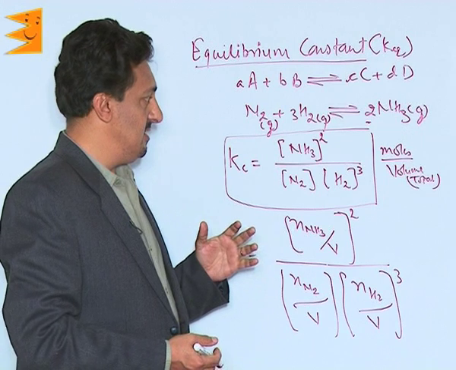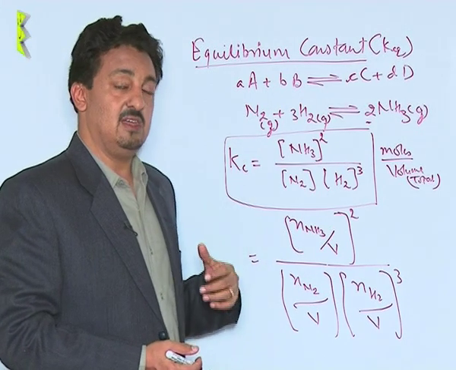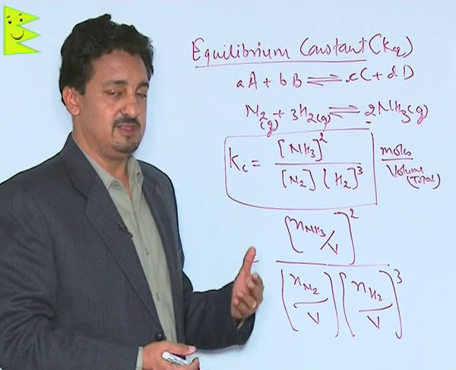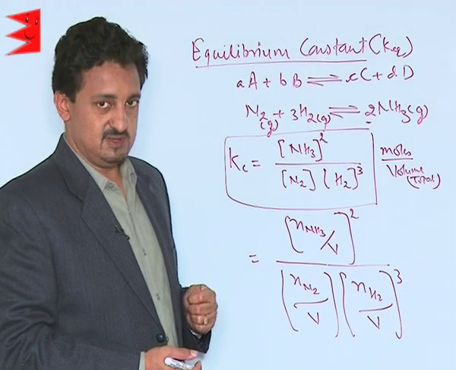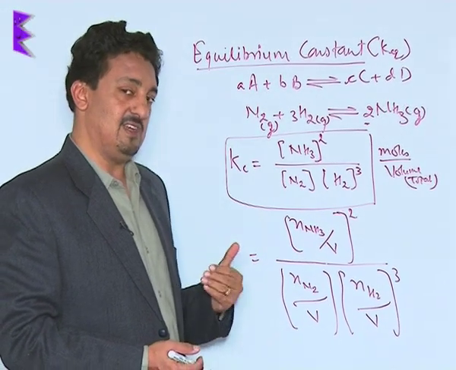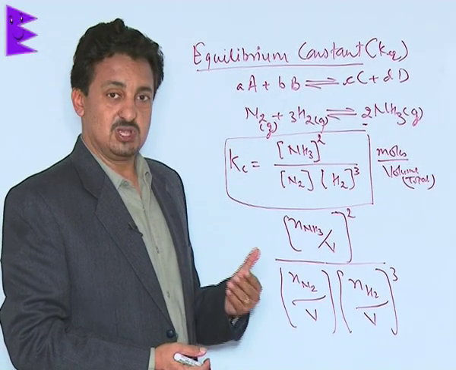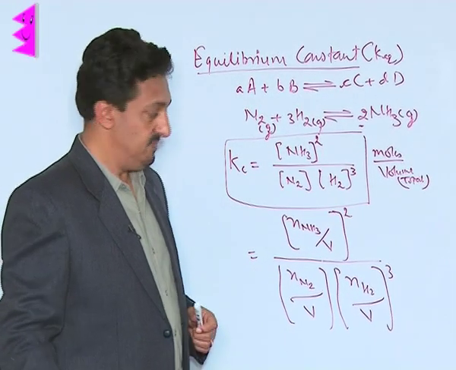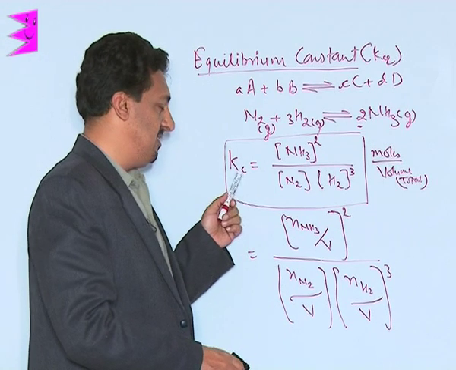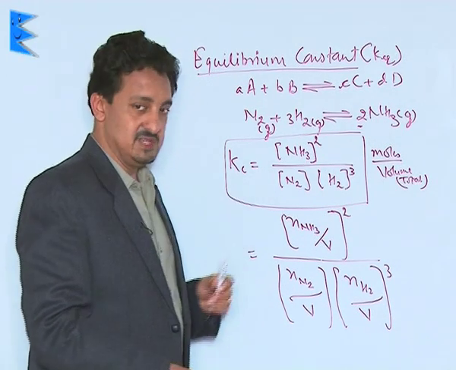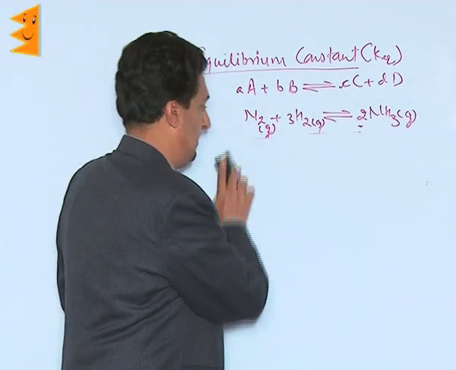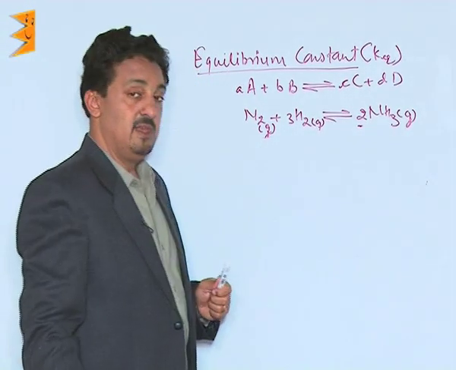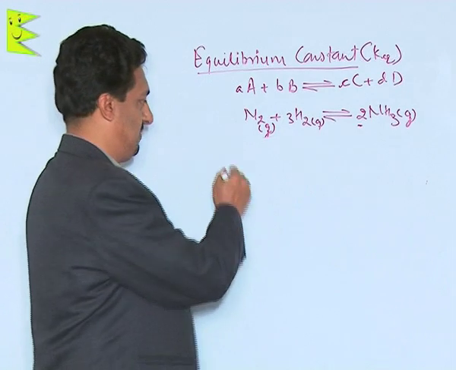Suppose the reactants and the products, in the numerical or in any particular situation, are not expressed in terms of their number of moles, rather they are expressed in terms of their partial pressure. Then the equilibrium expression cannot be written in this way. We will write down in those cases the equilibrium expression in terms of partial pressure.